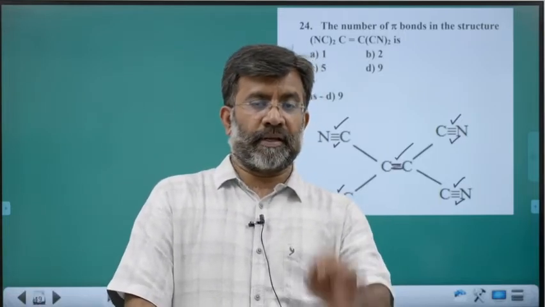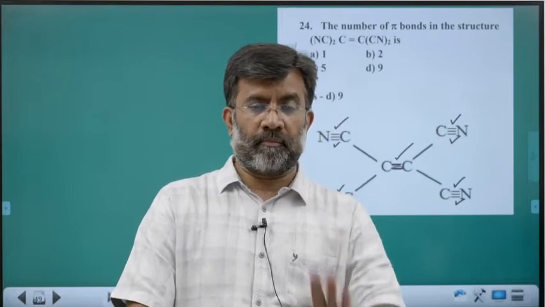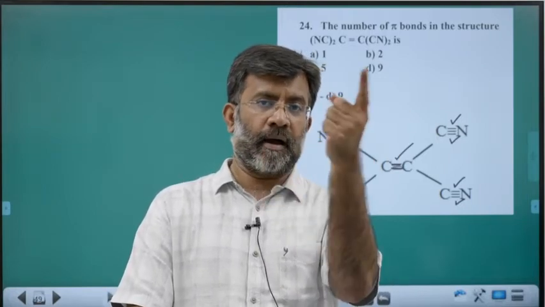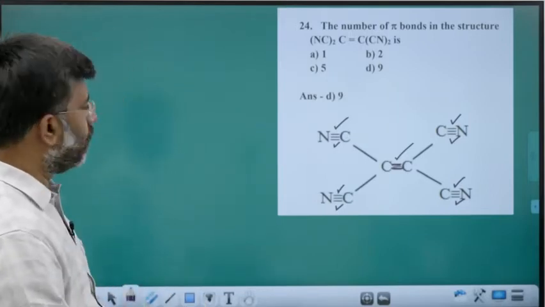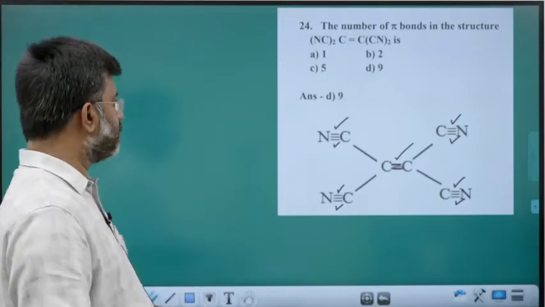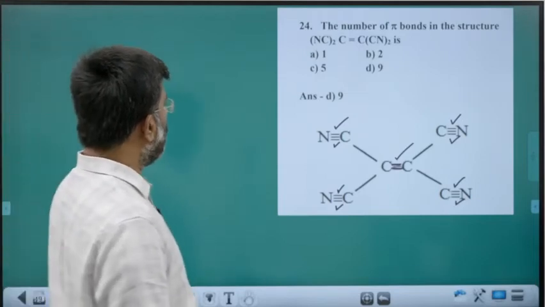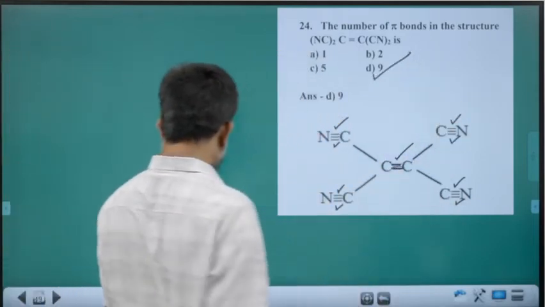All of you know when there is one bond, it is a sigma bond. When there are multiple bonds, one is sigma, the other is pi. So when there is a triple bond, one sigma, two pi. Option D. Next.